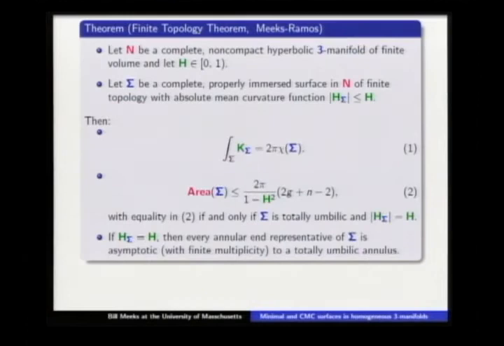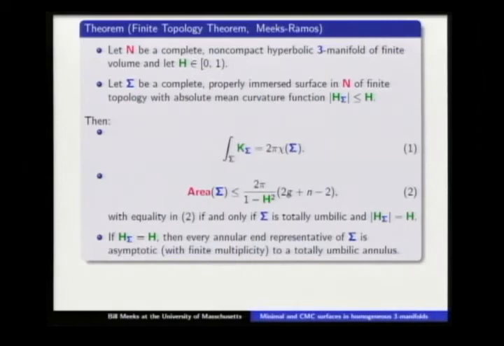So suppose you have a complete non-compact hyperbolic three-manifold of finite volume, and you look at a value of the mean curvature in that range, and you have a properly immersed, not embedded, surface in N of finite topology with absolute mean curvature function less than that number. Then you have some nice properties. You have finite total curvature, you have an estimate for the area, and it's somehow sharp. The claim is that you have examples of this type which are properly embedded. So this is the Euler characteristic over here. Anyway, that's sort of nice. You have finite area in particular.